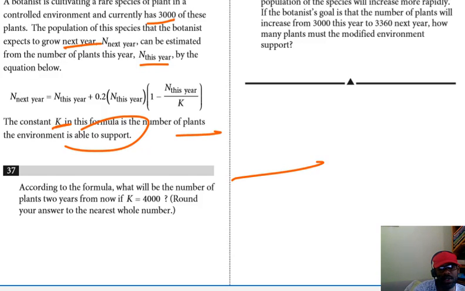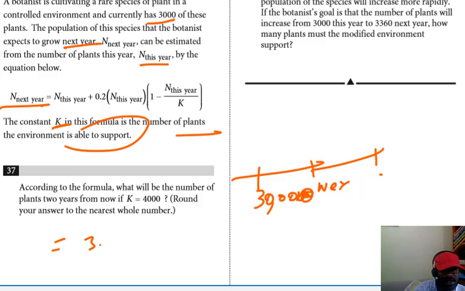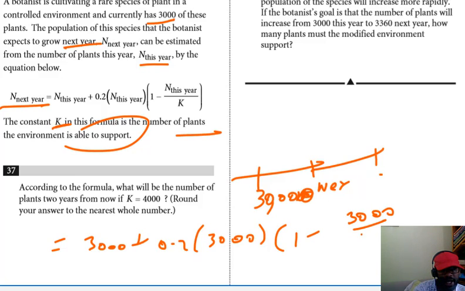2 years from now means now you have 3,000, so you have to do it for next year, and then you have to do it for the year after next too. So let's calculate for next year. This year is 3,000, plus 0.2 times this year, again 3,000, times 1 minus 3,000 divided by K, which is 4,000. When you subtract 3/4 from 1, you have 1/4.